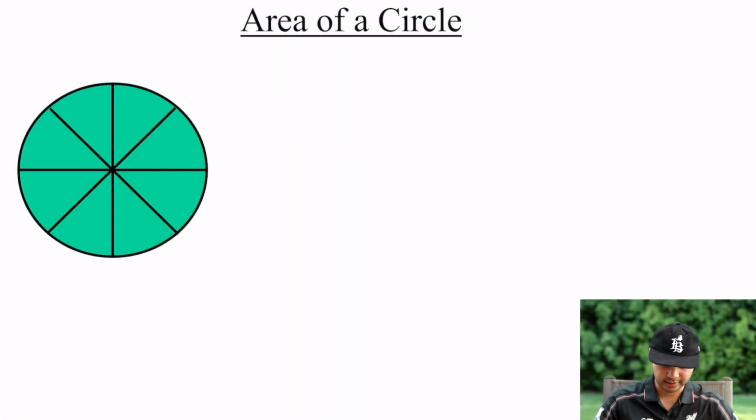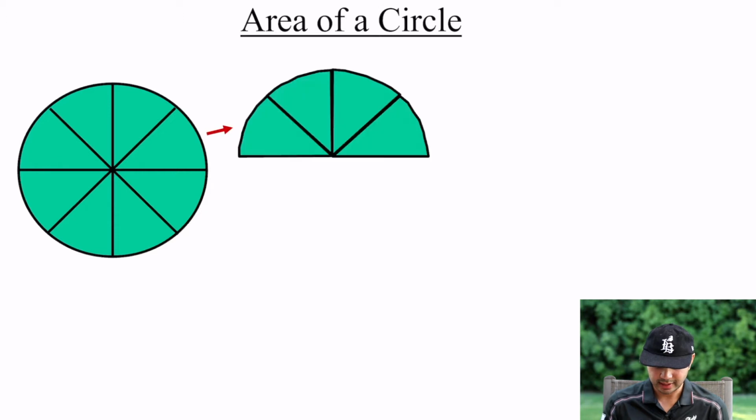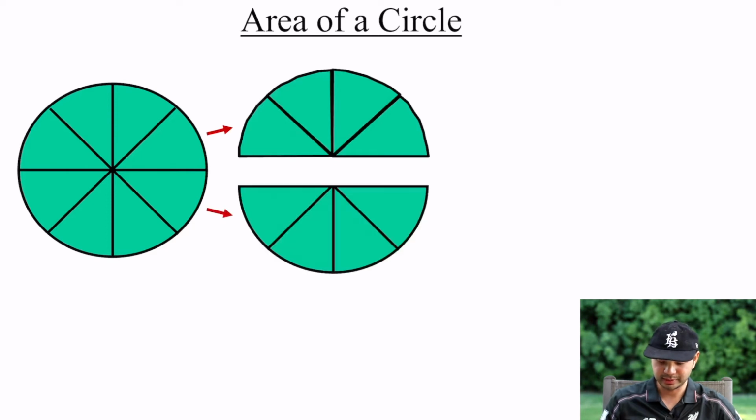So let's take a look at this circle right here. It is cut up into 8 little slices, so that's going to be part of it. Usually if we're in the classroom, I'd have you guys cut these up and rearrange them, but we're not, so I'm going to show it to you this way. Let's say I take one semicircle each. Again, a semicircle is exactly half of a circle. I split it up into 2 pieces.